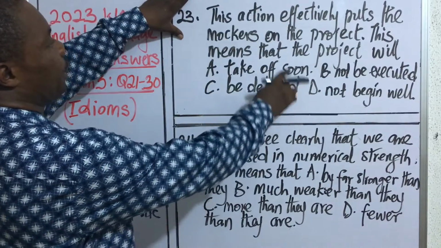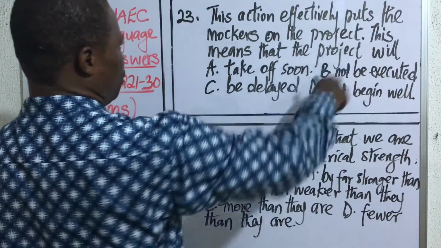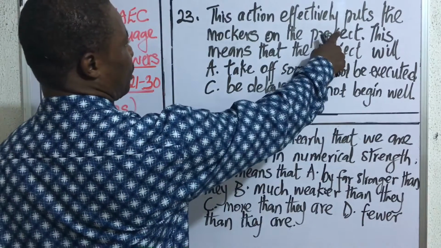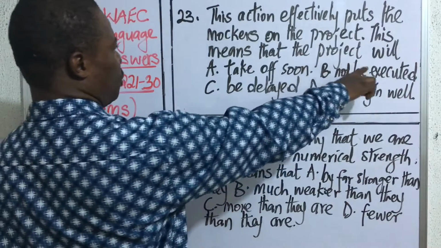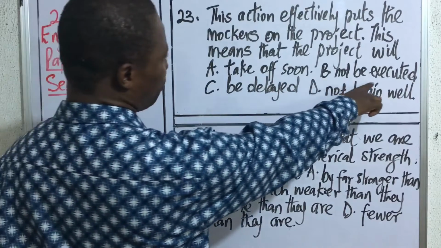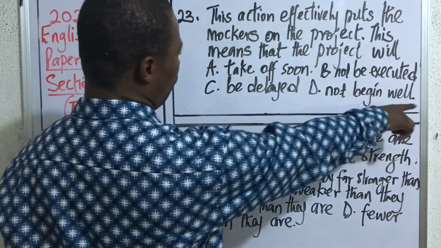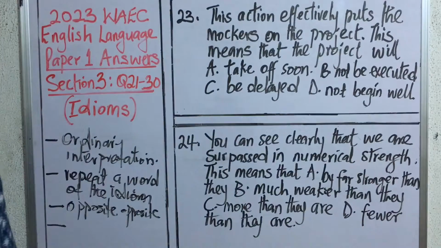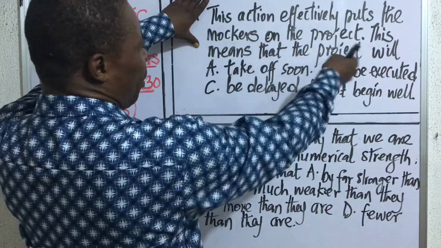Question 23. This action effectively puts the mockers on the project. This means that the project will A. Take off soon, B. Not be executed, C. Be delayed, D. Not begin well. Alright, so what is this context talking about? That is putting mockers on a project.